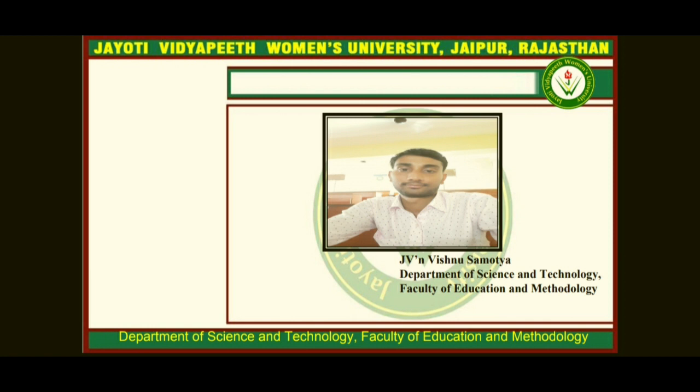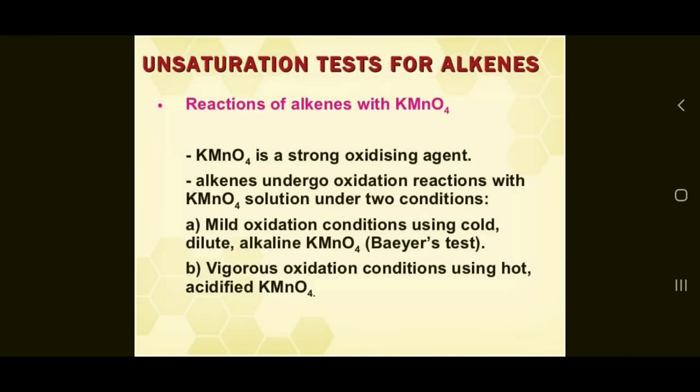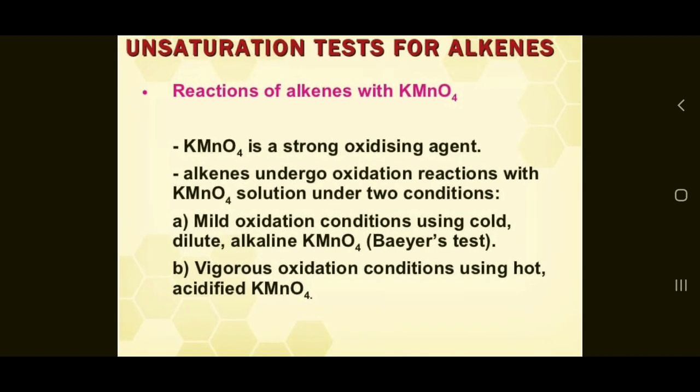Session: Oxidation of alkene with permanganate. Students, today we discuss the oxidation of alkenes with permanganate. Permanganate is a strong oxidizing agent, and alkenes undergo oxidation reactions with permanganate solutions under two conditions. One is a mild oxidation condition using cold dilute alkaline permanganate, which is Baeyer's test, and the other is a vigorous oxidation condition using hot acidified permanganate.